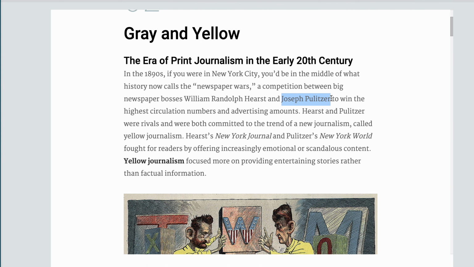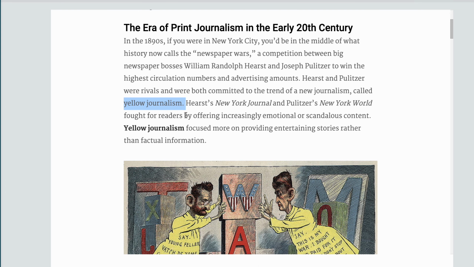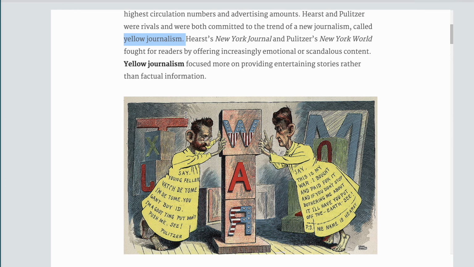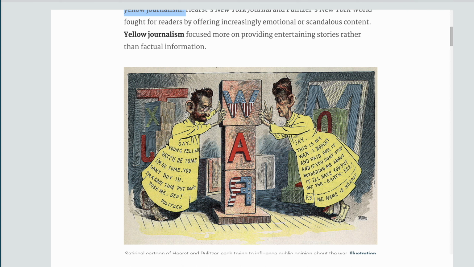And who are they? They are two important figures in journalism. Why? Because they were rivals, enemies, and they were both committed to the trend of new journalism called yellow journalism. What is yellow journalism? It's very important to identify yellow journalism. Yellow journalism focuses more on providing entertaining stories rather than factual information. So it's depending more on entertainment.